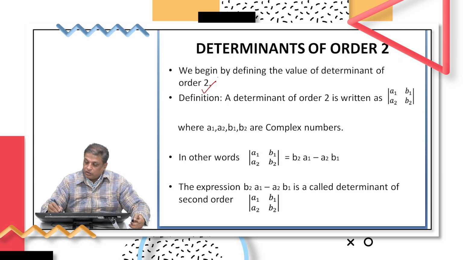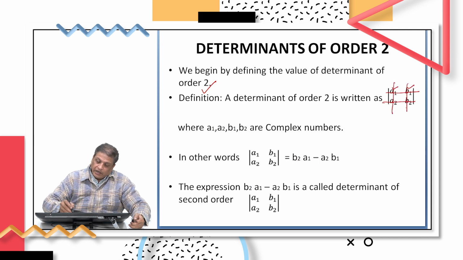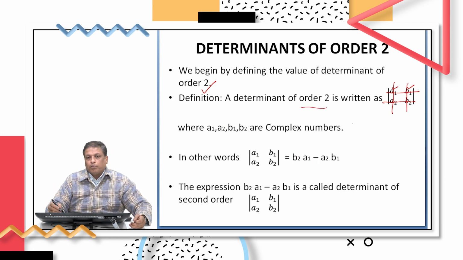So this is a row. There are 2 rows and there are 2 columns. So this is a determinant of order 2. Now, what are A1, B1 and A2, B2? Surprisingly, you will be learning that these are complex numbers.